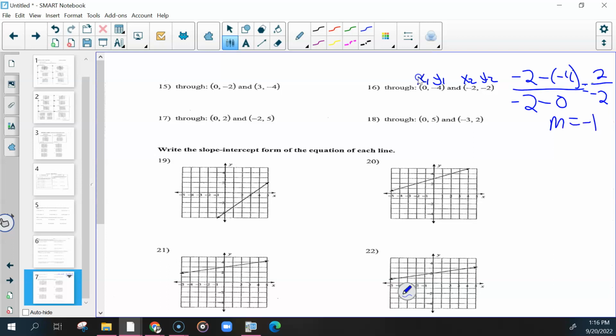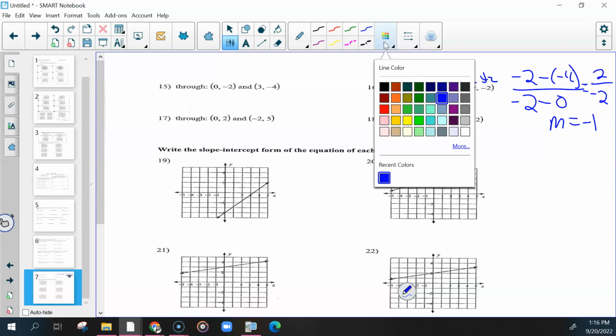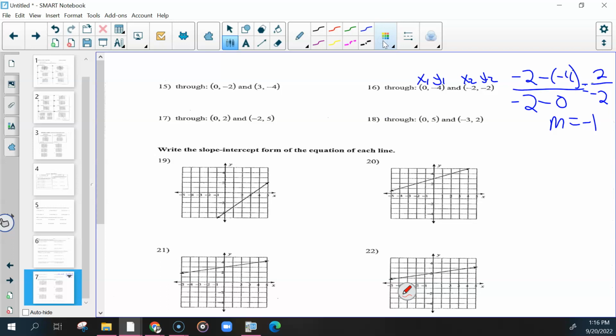Are we given our y-intercept? Yes. What is that? Negative 4. So because it gives us our y-intercept, as all of these do, this would be y equals negative 1x minus 4, or y equals negative x minus 4, either or. So if it gives you the y-intercept, you don't have to do the work. If it doesn't give you the y-intercept, don't assume your y-intercept. Do the work.